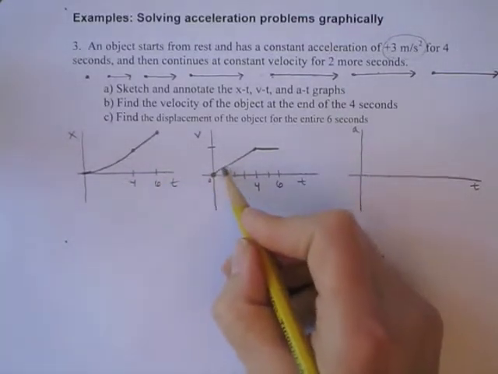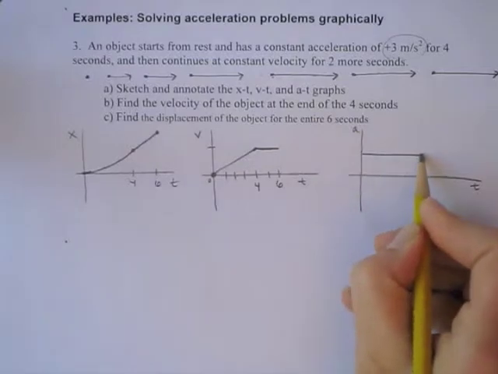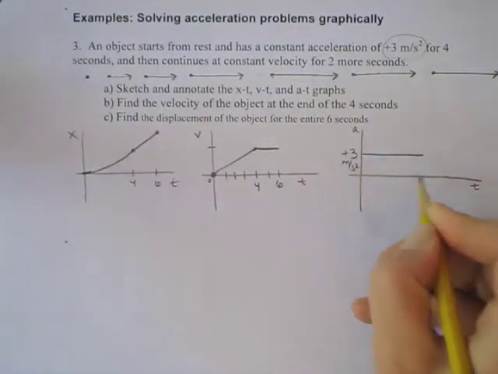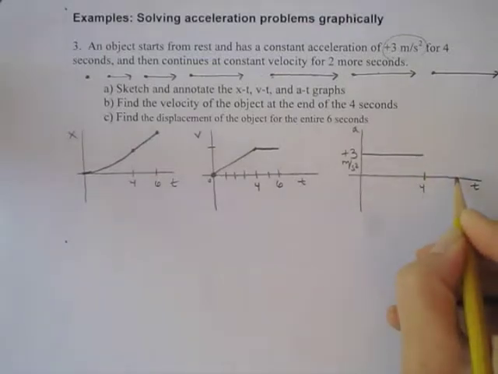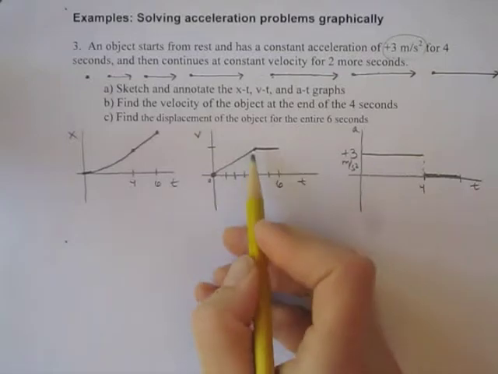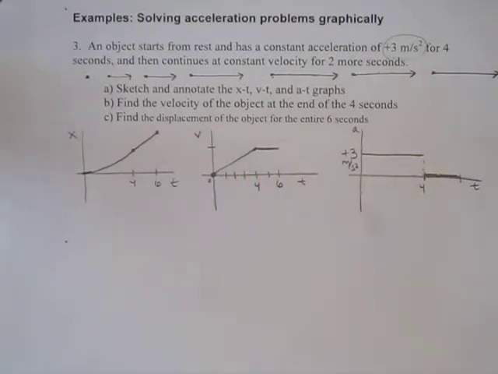Acceleration time graph, this is a positive acceleration, and we know actually that that acceleration is positive 3. And that goes on for 4 seconds. And then for the next 2 seconds we have an acceleration of 0 because it has constant velocity.